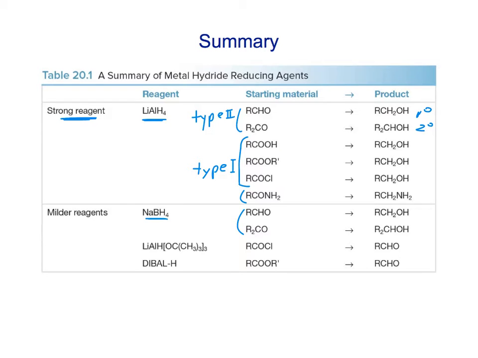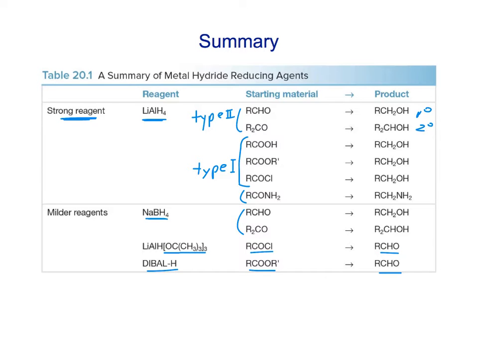Then we had two specialized reducing reagents. This is tri-tert-butoxy aluminum hydride. Its special job is to reduce acid chlorides to aldehydes, so it just reduces once, not the second time. And DIBAL, which is diisobutyl aluminum hydride, its special job is to reduce esters to aldehydes and stop after that one time. So those two are very specific.